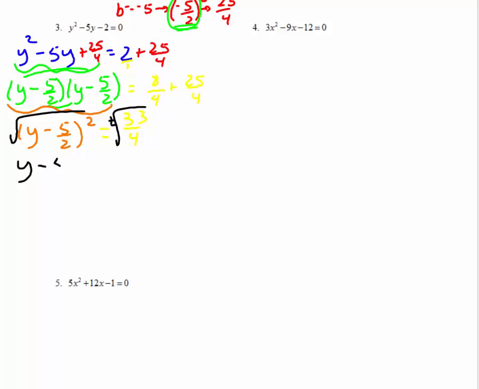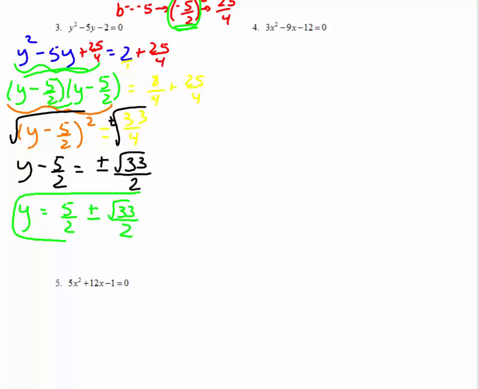On the left hand side, the square and the square root cancel each other out. On the right hand side, we'll do the square root of 33. Nothing can come out of that, but the square root of 4 is 2. Last step is to get y by itself, so I'll need to add over the 5 halves. So y equals 5 halves plus or minus the square root of 33 over 2. There are no like terms, so you're done.